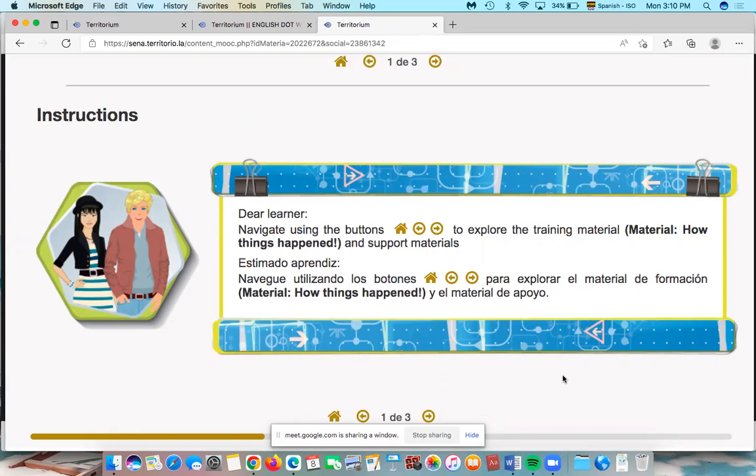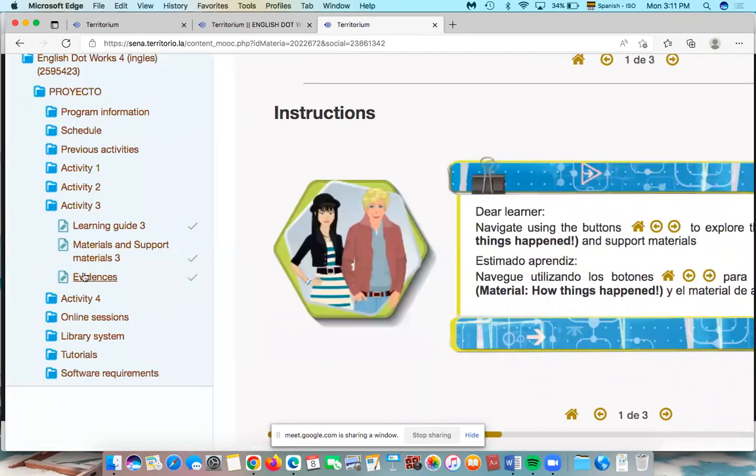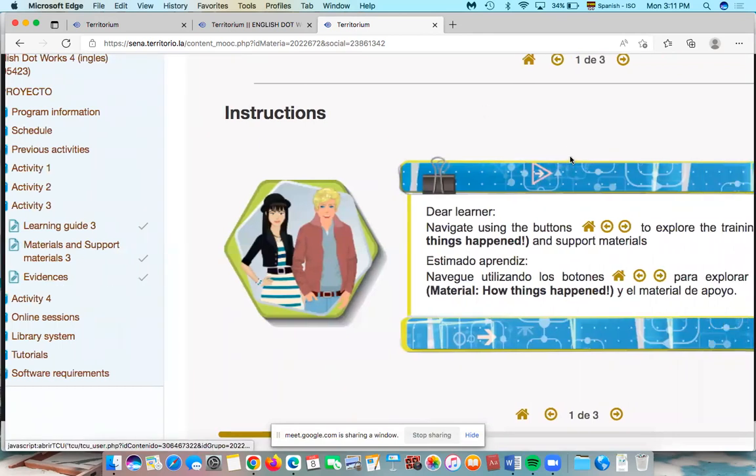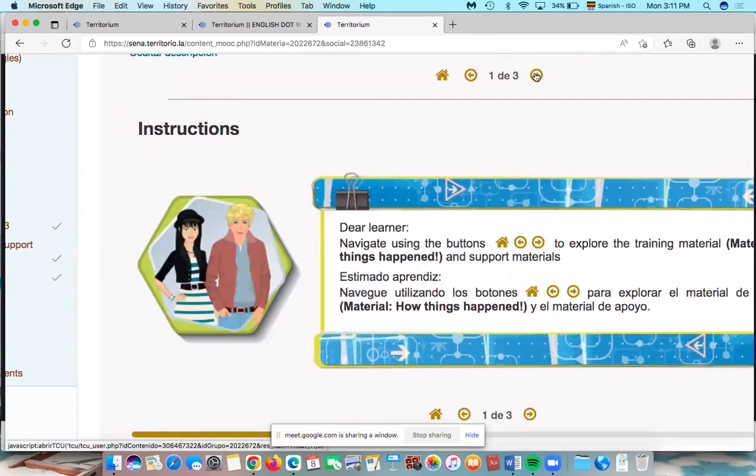Usually, this part of the materials and support materials provide us with examples. So it's not like you're going to be evaluated on this part. Nothing is graded on this part, but you are going to be able to practice and to see some examples that can be useful when you carry out this section that is the evidence and are the activities that are going to be graded, yes?